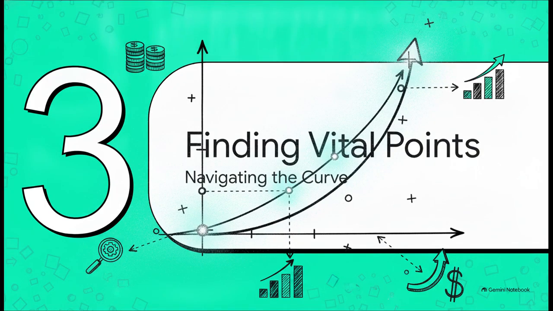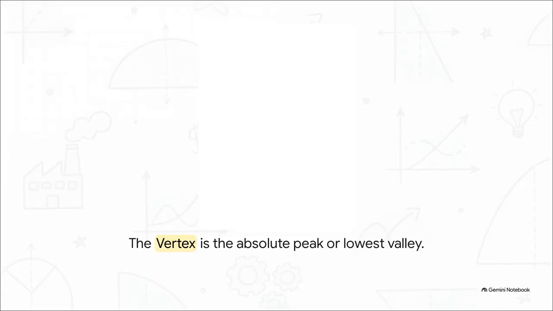Section 3. Finding the vital points. Navigating the curve. So, now that we know what the curve looks like, we need to actually navigate it by identifying its anatomical markers. And without a doubt, the single most important marker on this curve is the vertex. The vertex is the absolute turning point of the parabola.